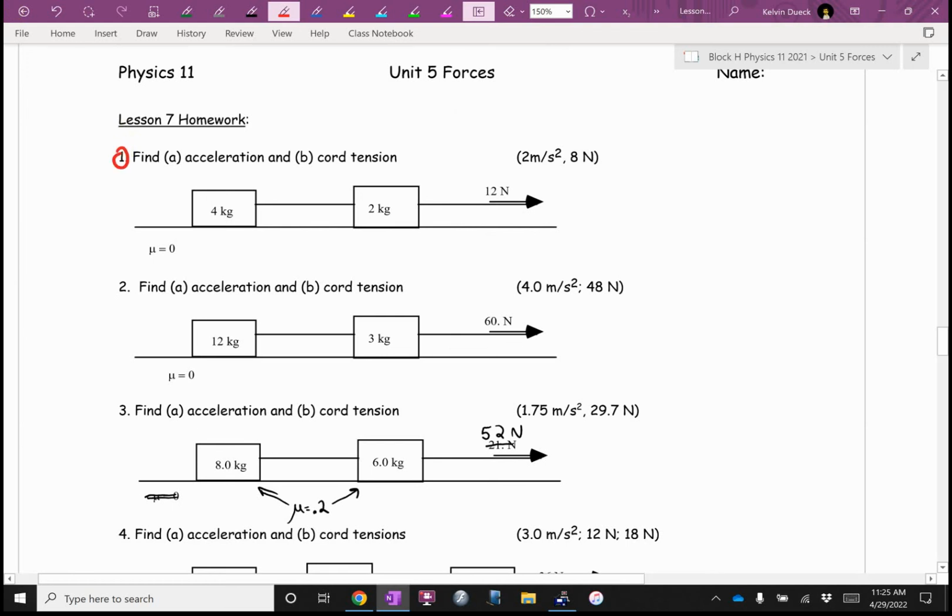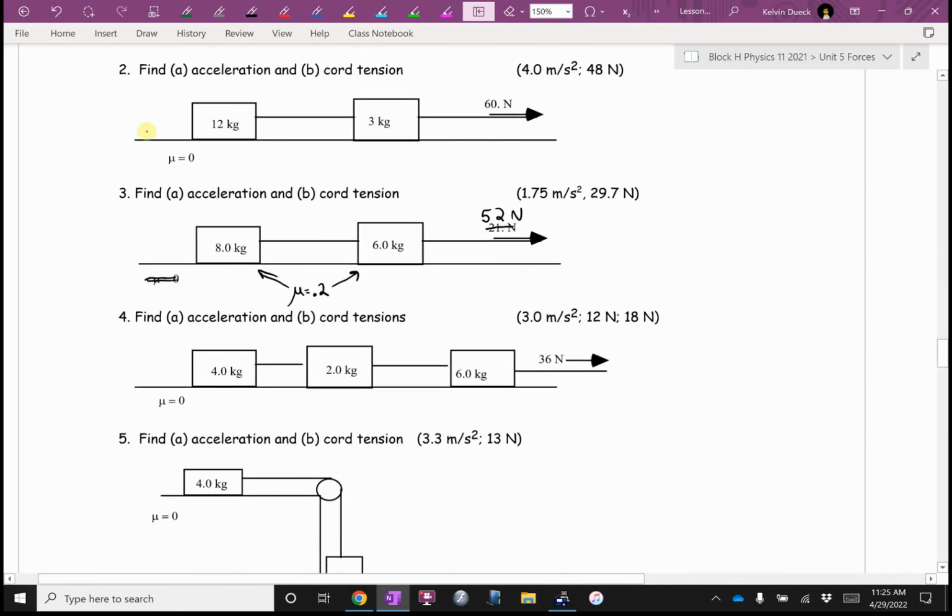Number 1, you can skip number 2. 1 and 2 are basically identical questions, no friction. Then if you look, number 3, ooh, there's friction there. So when you do your free body diagram, you're going to have a friction force number 1. You're going to have a friction force number 2. Oh, and friction is what times what? Everybody, mu times the? But you can handle it. I haven't done one like that, but I think you can handle it.